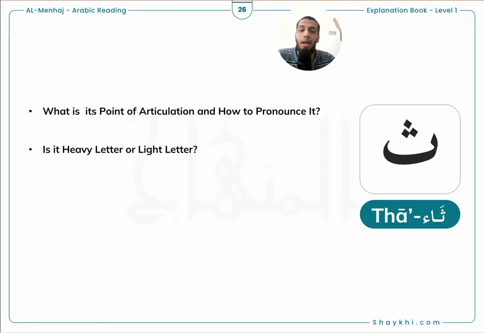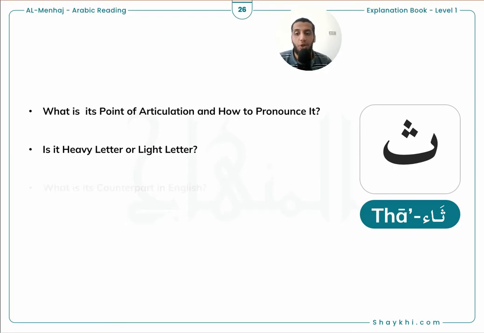If it's not raised, it will be light. This letter, which is letter th, is a light letter. Th, which means that the back of the tongue will not be raised. Th. Okay, and this is, I think, one of the easiest Arabic sounds or letters.